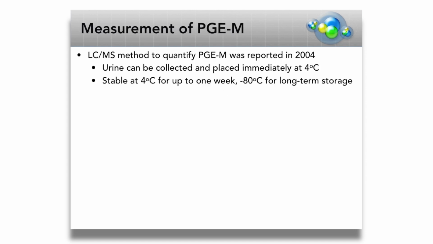With the internal standard in hand, it was possible to develop an LCMS method to quantify PGEM. So urine can be collected and placed immediately at 4 degrees Celsius and is stable in the refrigerator for up to 1 week. -80 is definitely recommended for long-term storage.